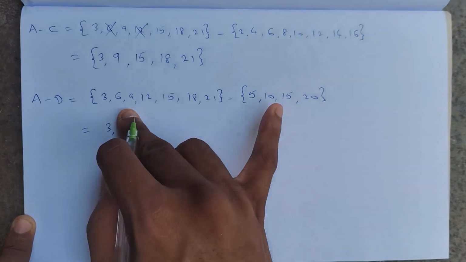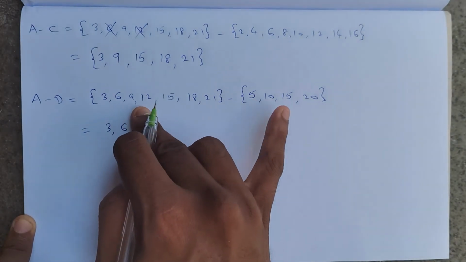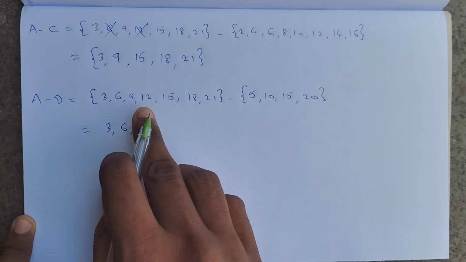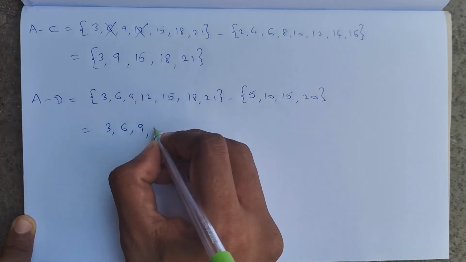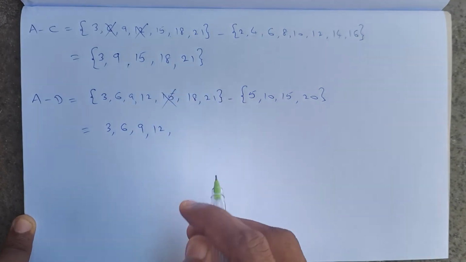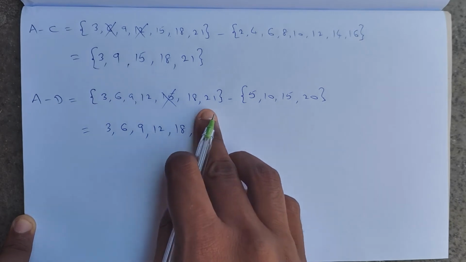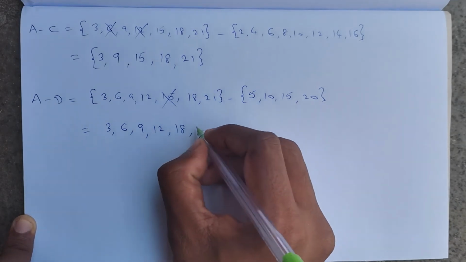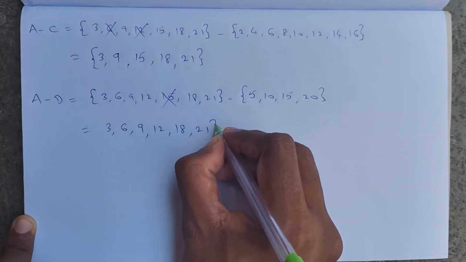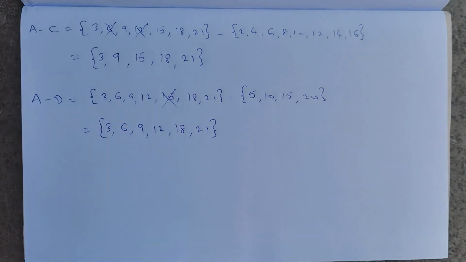Here 6 is there, here 6 is not there, write that 6. Here 9 is there, here 9 is not there, write that 9. Here 12 is there, here 12 is not there, so write that 12. Here 15 is there, here also 15 is there, so remove that 15. Here 18 is not there, write that 18. Here 21 is not there, so write that 21. So A minus D is equal to 3, 6, 9, 12, 18 and 21.